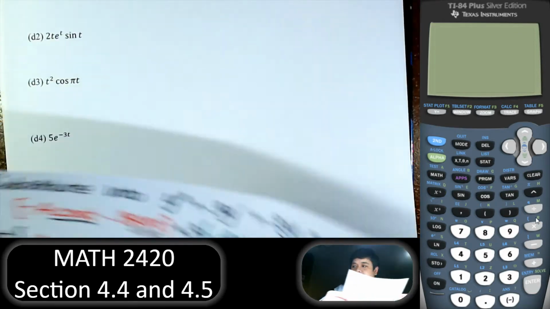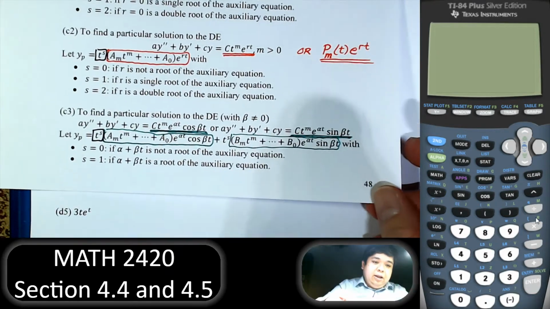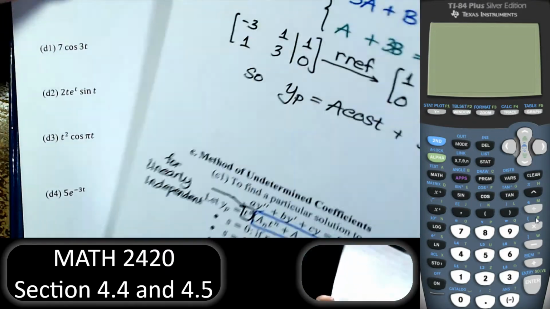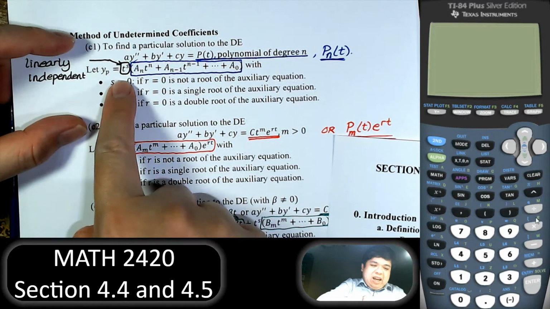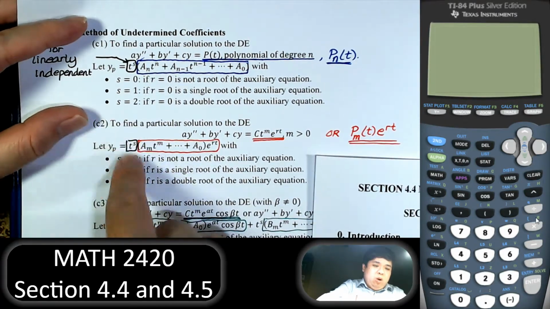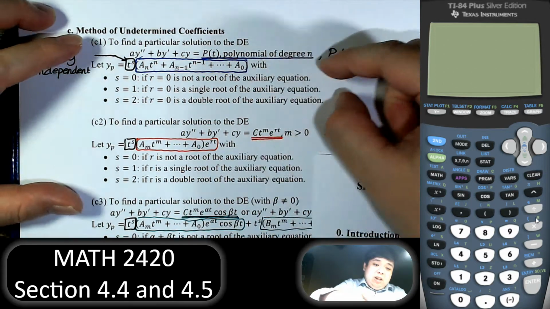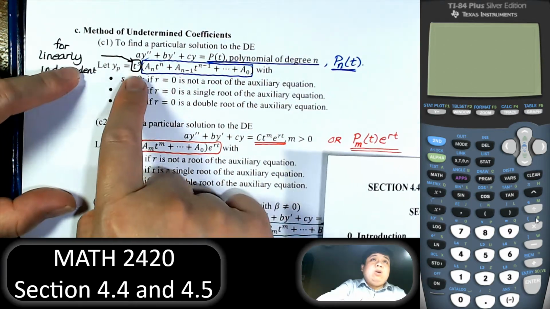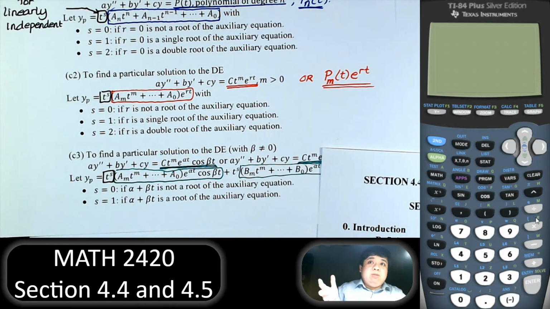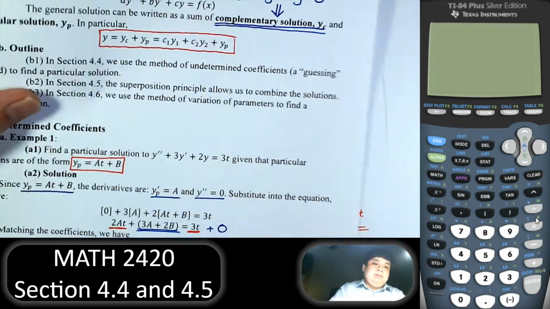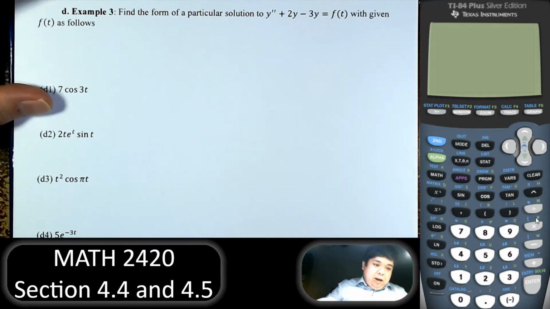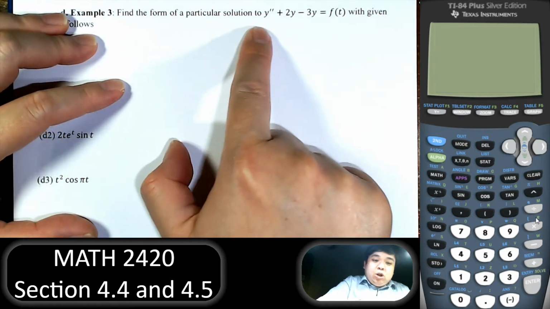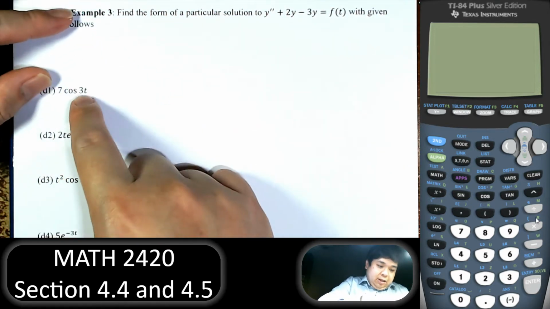Right, now, you should have this page when you are taking homework. You don't need to write s equal to 0, s equal to 1, s equal to 2, or whatever it is. Just write the 3 lines, knowing that t to the s multiplies the power of t for linear independence. Right. Find the form of the particular solution given the input function as well.